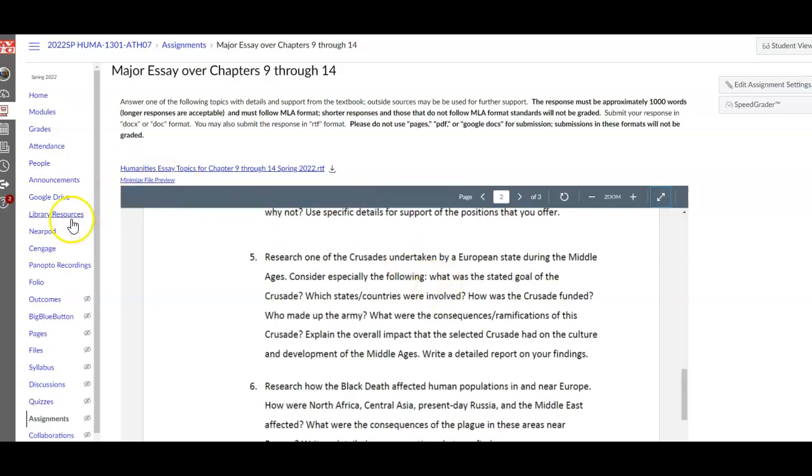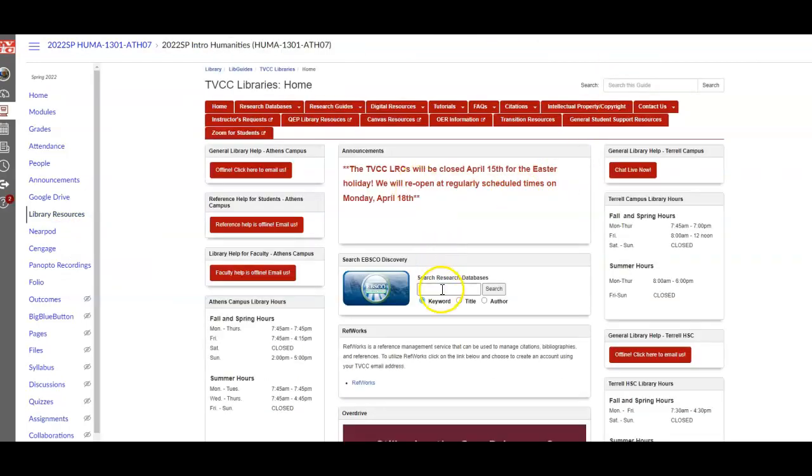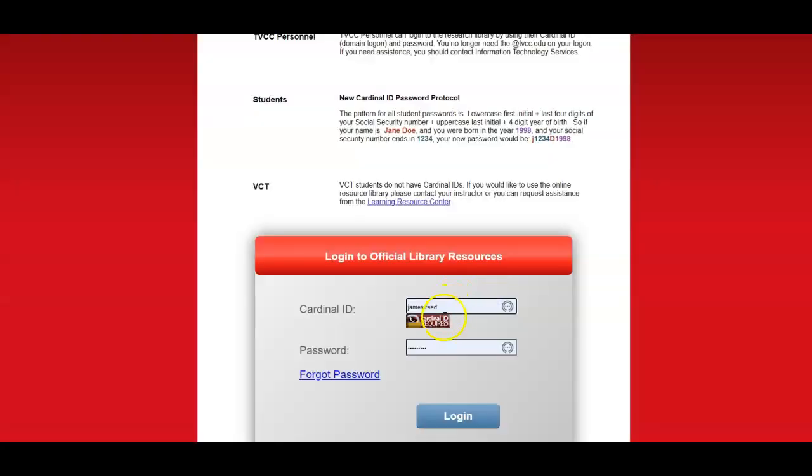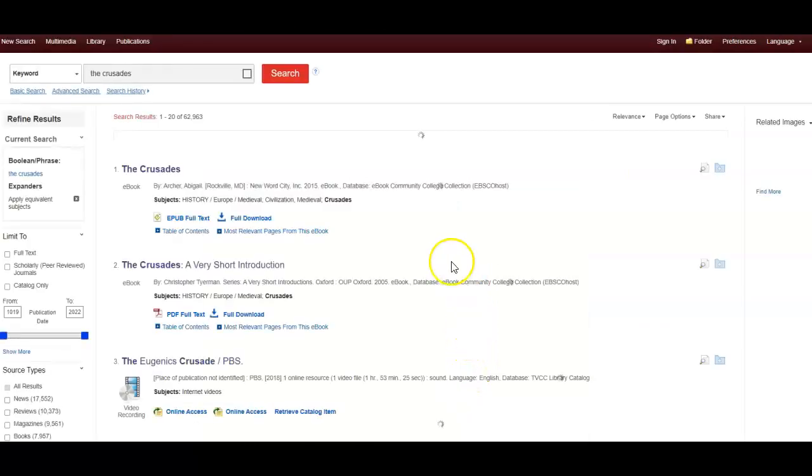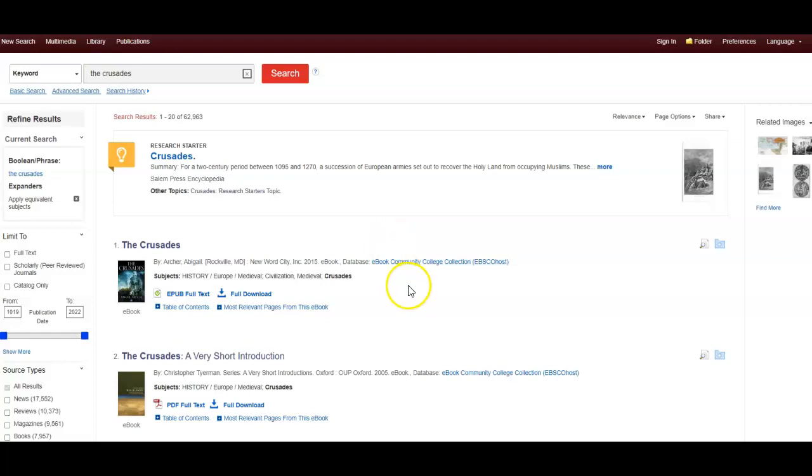One of the nice aspects of that one is, if you go to our library resources and click on it, I'm going to open this up in a new tab. If you look here and put in the Crusades, it's going to ask me to log in, which is what you have to do. Just log in with your Canvas login. It'll take you to the library resources, and this is where you really want to go. There are some really good works there you can look at.